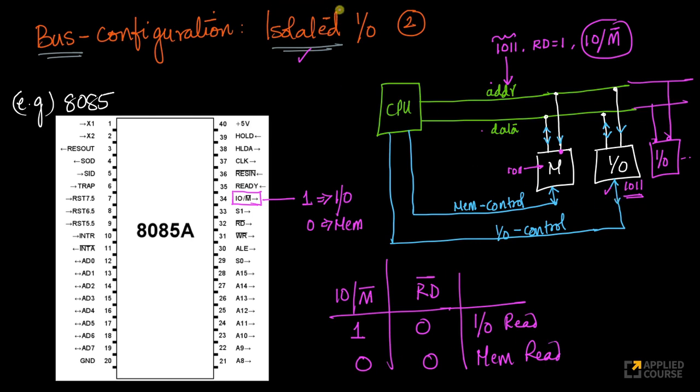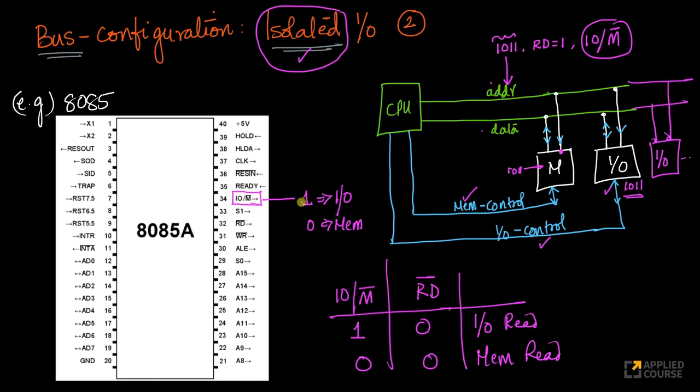So in isolated IO, we have isolated or different lines for memory control and IO control, logically speaking. We have the same address space, we have the same data lines, but we have different lines for memory control and for IO control. And this is how it works. Very, very ingenious solution. So the way it will work is this.